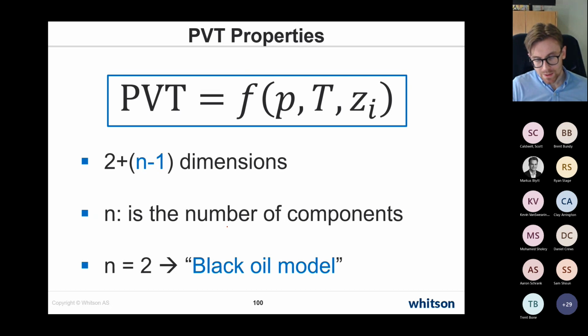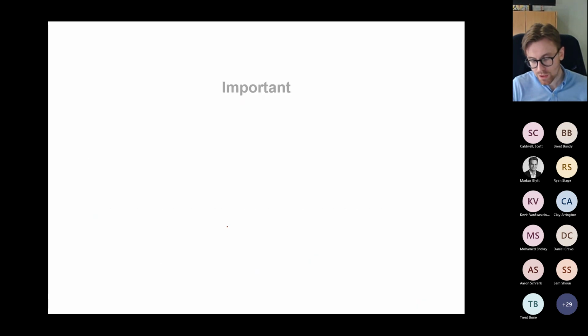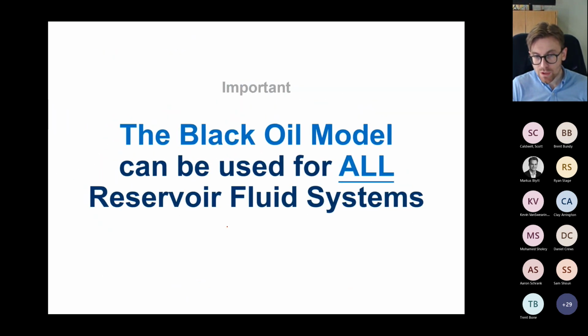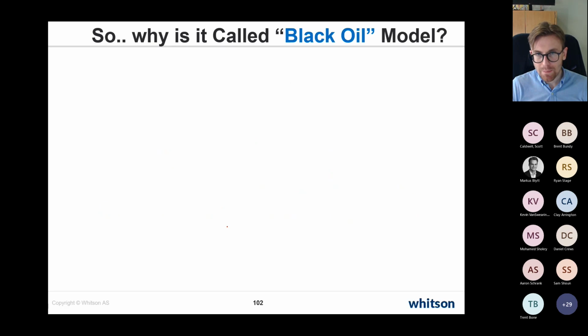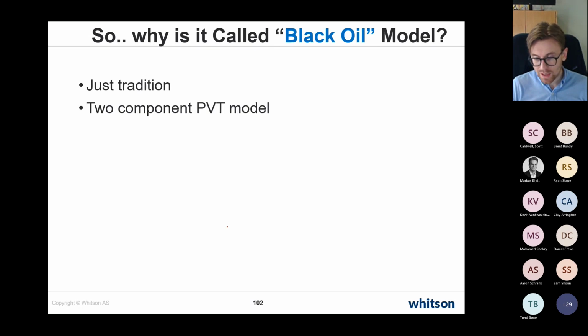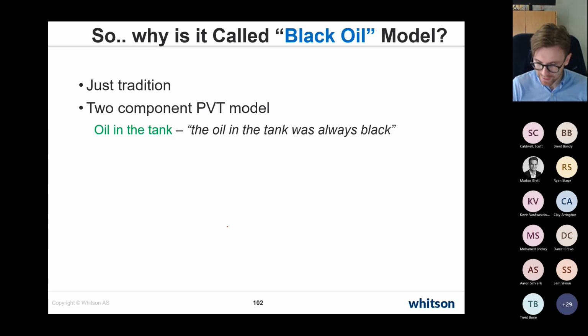Okay, so that's what we're going to talk about now. And here it's important to emphasize that the black oil model can be used for all reservoir fluid systems, not only for black oils. So why is it then called a black oil model? Well, that's a great question. And the boring answer is that it's just a tradition. And it comes from the fact that when it was introduced as a 2-component model, the oil in the tank, this was kind of before you produced condensates and stuff, the oil in the tank was always black.